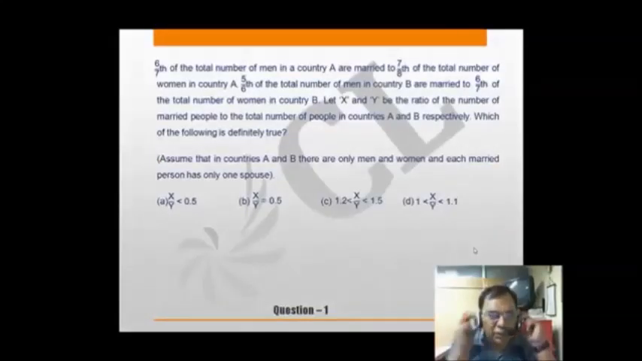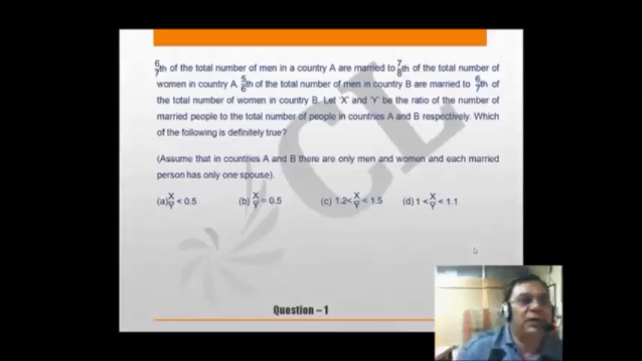Okay, the first question is pretty big, but let's see. 6/7 of the total number of men are married to 7/8 of the total number of women in country A. As a simple case, I'll take a number divisible by both 6 and 7. So I'm going to take part 6 and part 7.